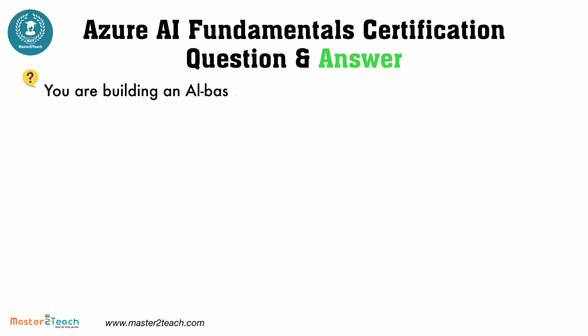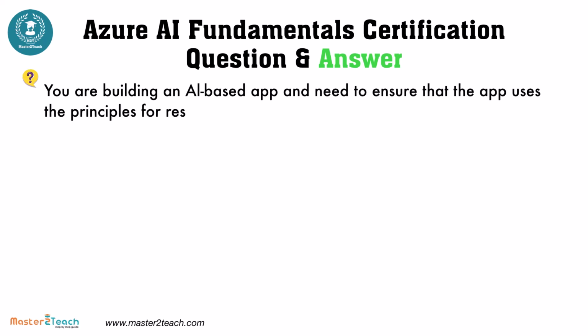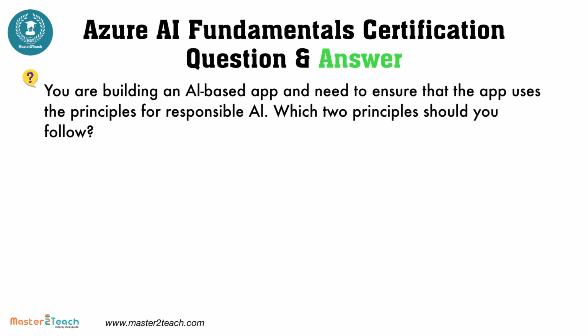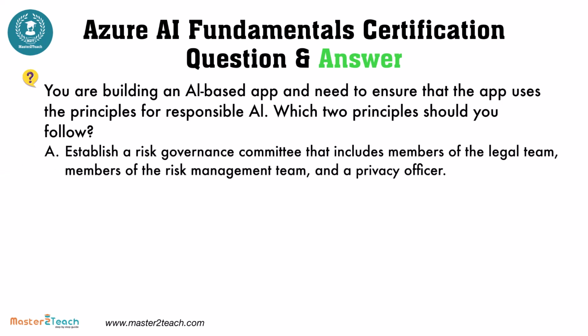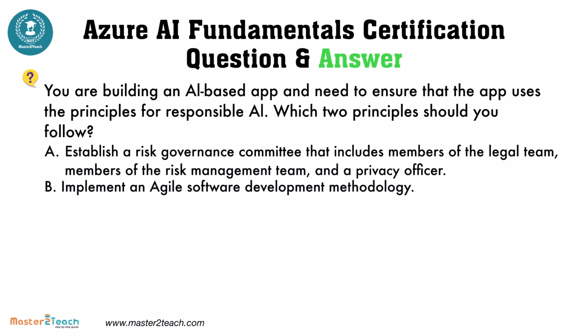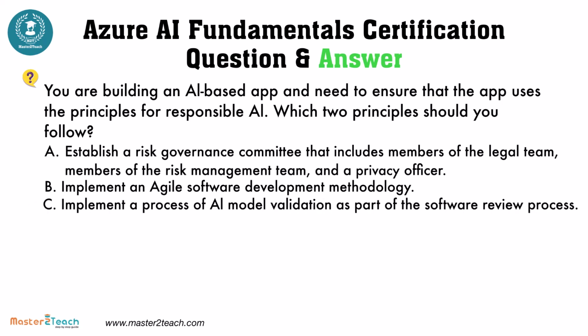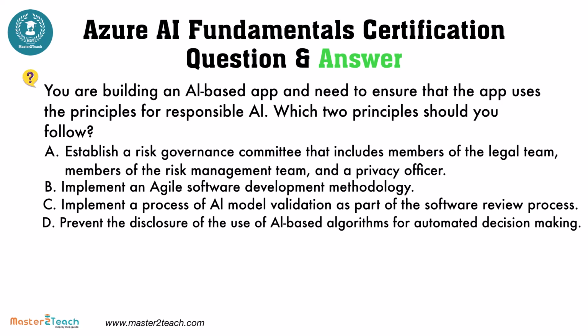You are building an AI-based app and need to ensure that the app uses the principles for responsible AI. Which two principles should you follow? The options are A. Establish a risk governance committee that includes members of the legal team, members of the risk management team, and a privacy officer. B. Implement an agile software development methodology. C. Implement a process of AI model validation as part of the software review process. D. Prevent the disclosure of the use of AI-based algorithms for automated decision making.